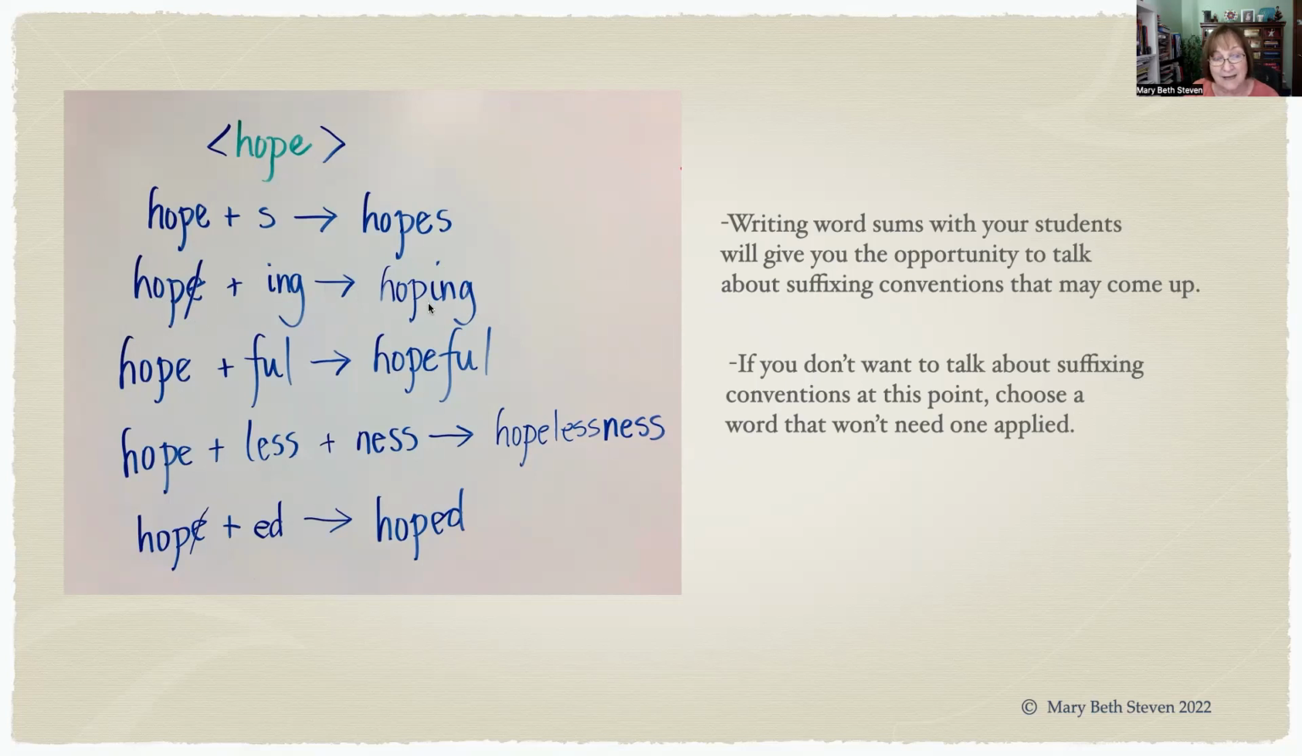Notice I said it out loud. Replace the E. Again, I want my students to visualize what they're doing. They know that this is not the base HOP, this is the base HOPE. I want them to be aware. What happened to the E? We replaced it. If we remove the ING, we would see it again, right? All right, so we go through and we practice writing and reading word sums.